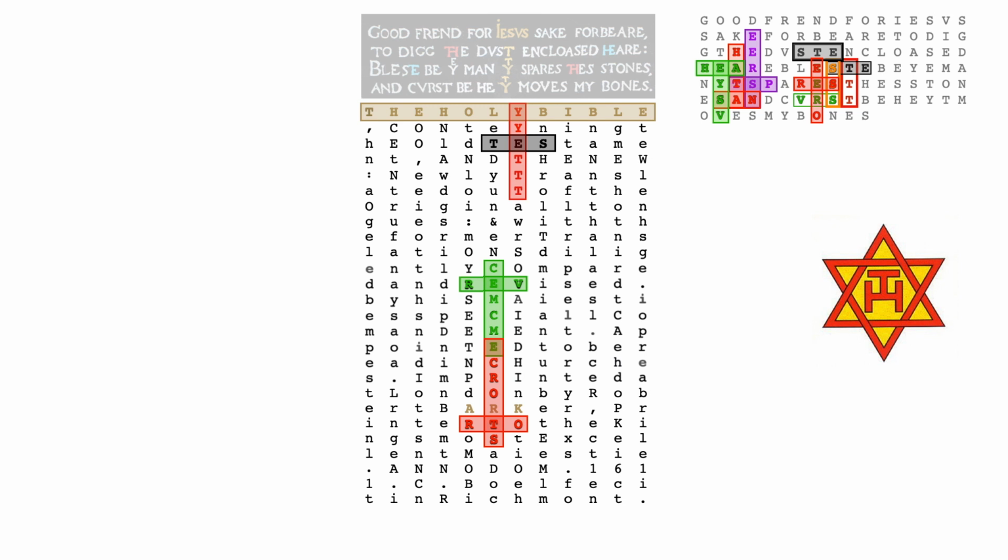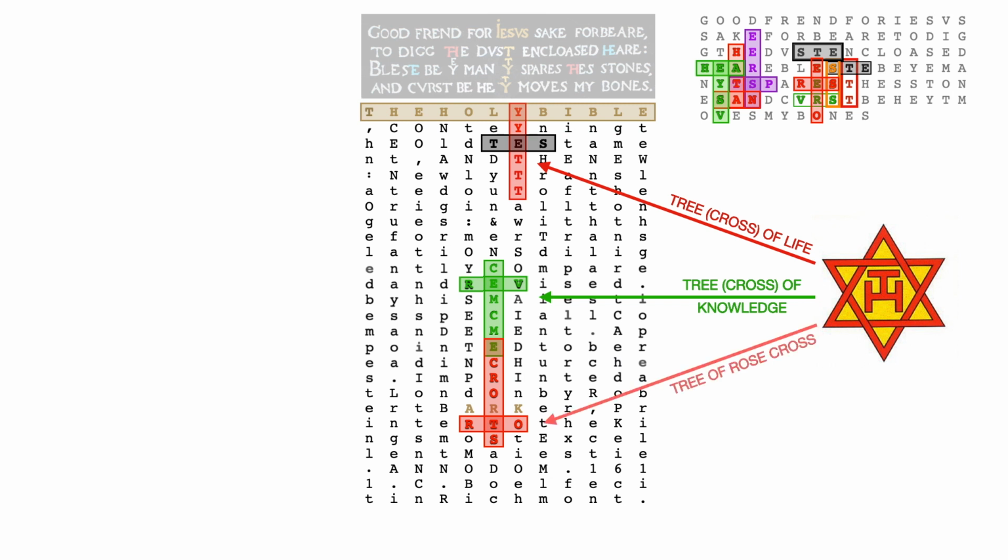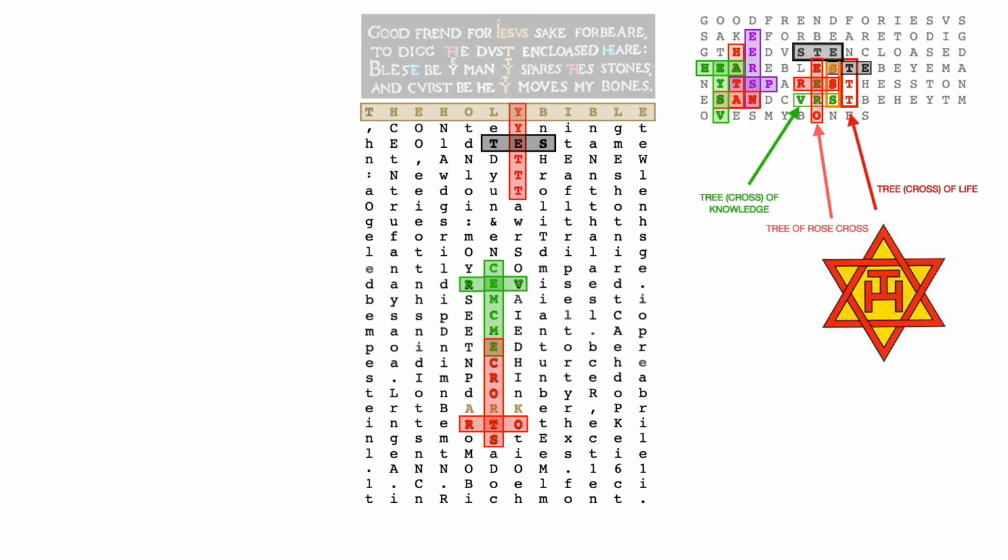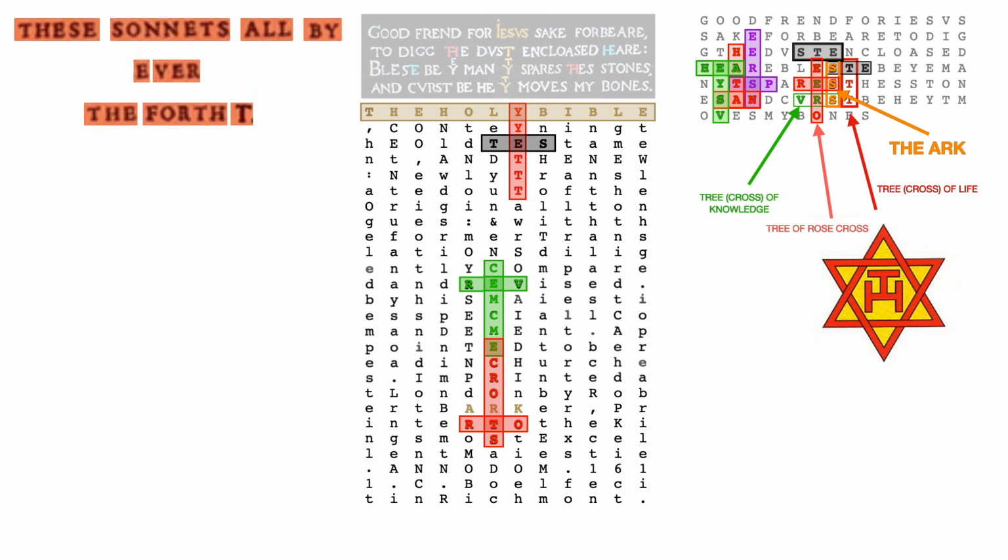We've got the three tau crosses of the tree or cross of life, the tree or cross of knowledge, of the truth, and the truth of the tree of the rose cross, who are putting this together, guarding this information. It's exactly the same three that Dee had put into the gravestone here. What's missing, though? We don't have the SSS, the ark. Yeah, remember the fourth T. What is the fourth T?